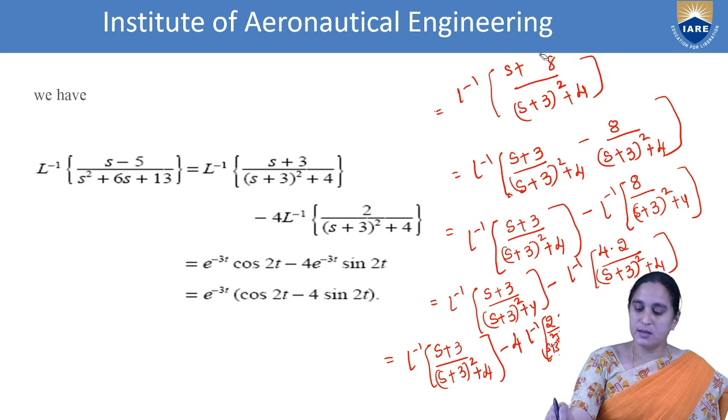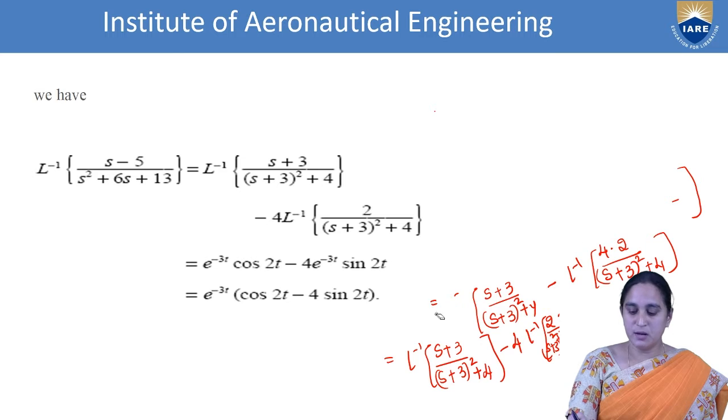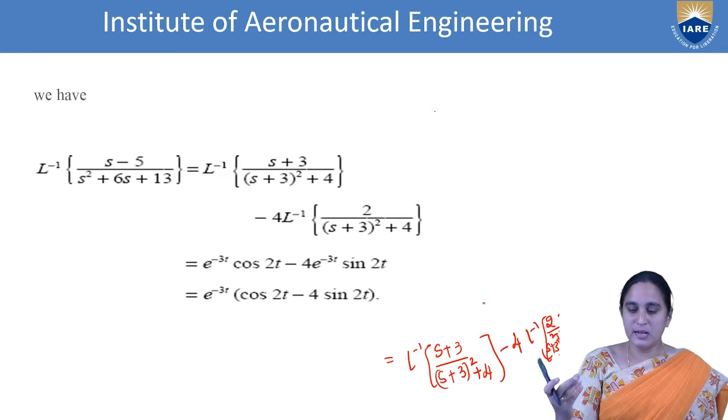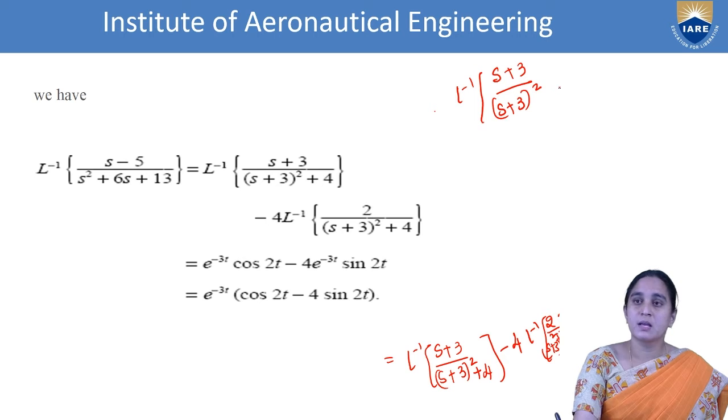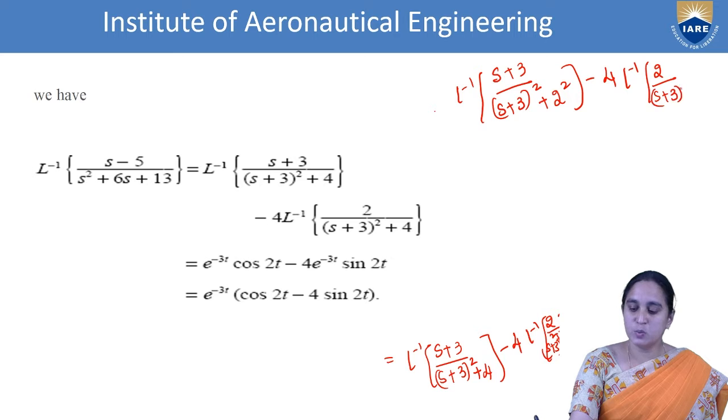Next step. After separating each and every term, now again I'll write the last step here, because it is not clear there. That is Laplace inverse of (s plus 3) by (s plus 3) whole square plus, I'll write 4 as 2 square form, minus 4 into Laplace inverse of 2 by (s plus 3) whole square plus 2 square.